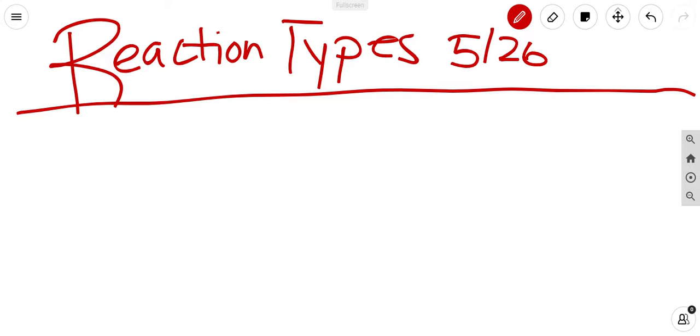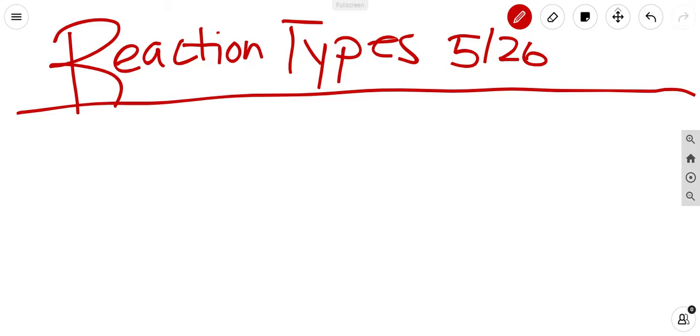So here we go. There are 5 different styles of reactions. When I look at a word equation, I'm able to analyze it and determine which of the 5 types of reactions you're going to see. And there are little tricks for each one. So I'm going to introduce them to you today.